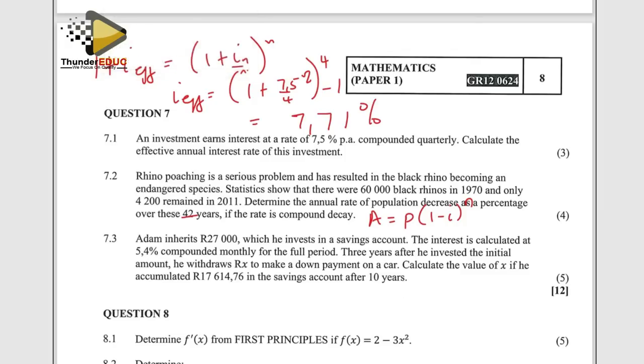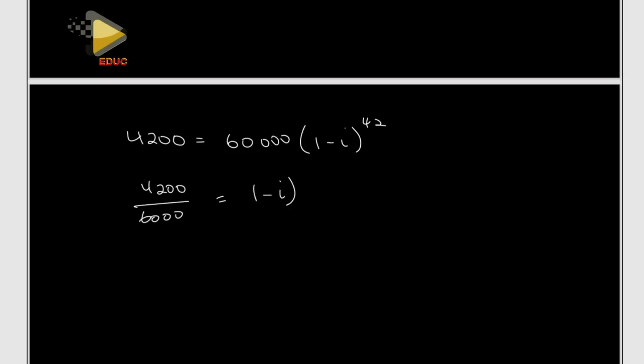So our A is going to be the 4.2, and then that's going to be the 60,000 into 1 minus i to the exponent of 42. Let me just go to the side. Okay, so 4.2 is equal to 60,000 into 1 minus i to the exponent of 42. So start by dividing both sides by 60,000. Okay, so 4.2 over 60,000 is equal to 1 minus i to the exponent of 42, and then we're going to find the 42nd root.